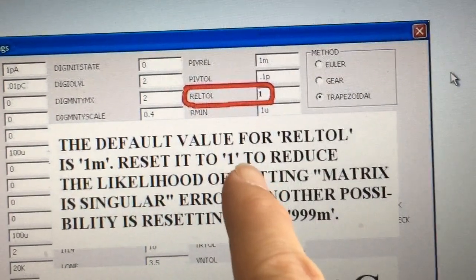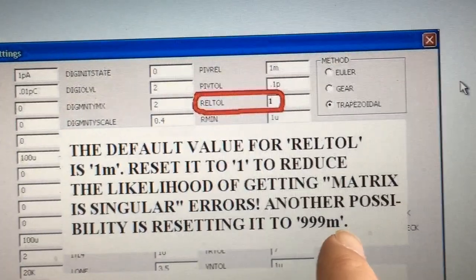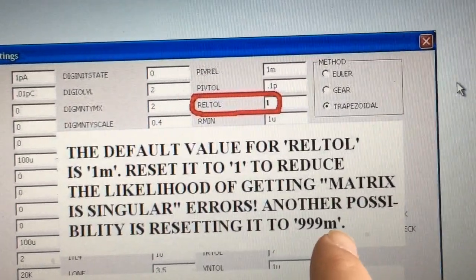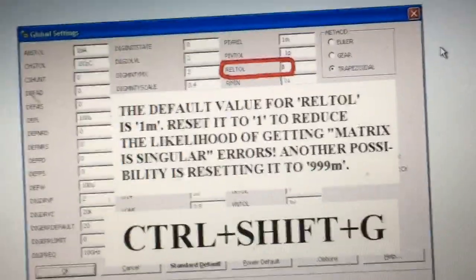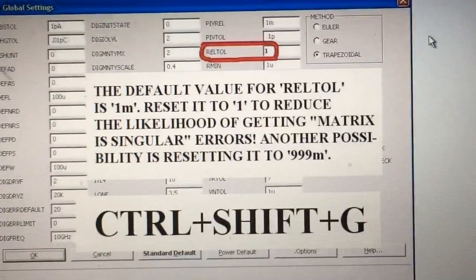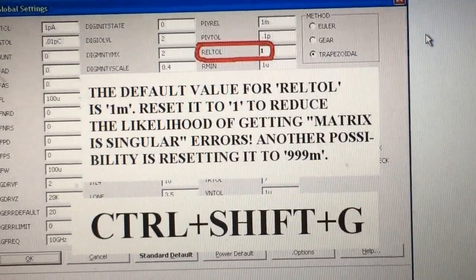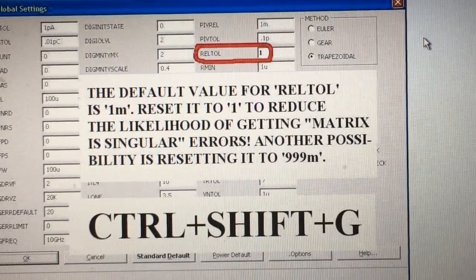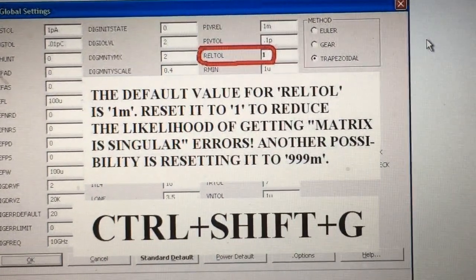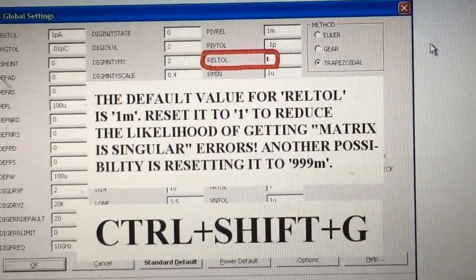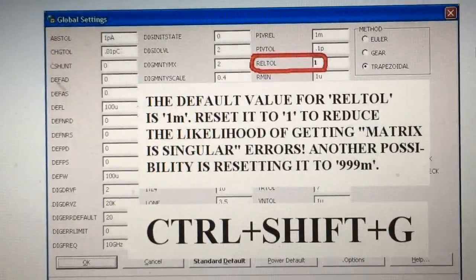And you want to change it to either 1 or 3 nines and an M. It can be lowercase or uppercase. Doesn't make any difference. It means milli. And that'll make it possible to reduce the likelihood of getting matrices singular errors, although it won't eliminate it necessarily. It won't guarantee the elimination or avoidance of matrices singular errors, but it can reduce the likelihood to a very large degree. It all depends on how well you design the circuit.